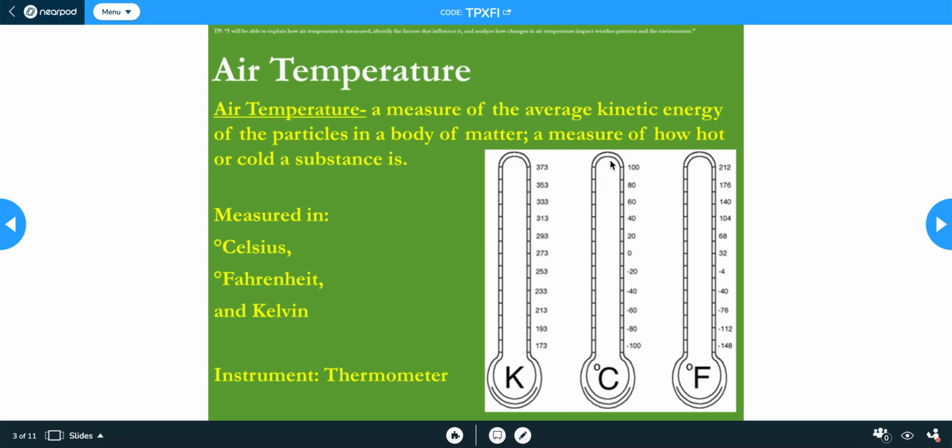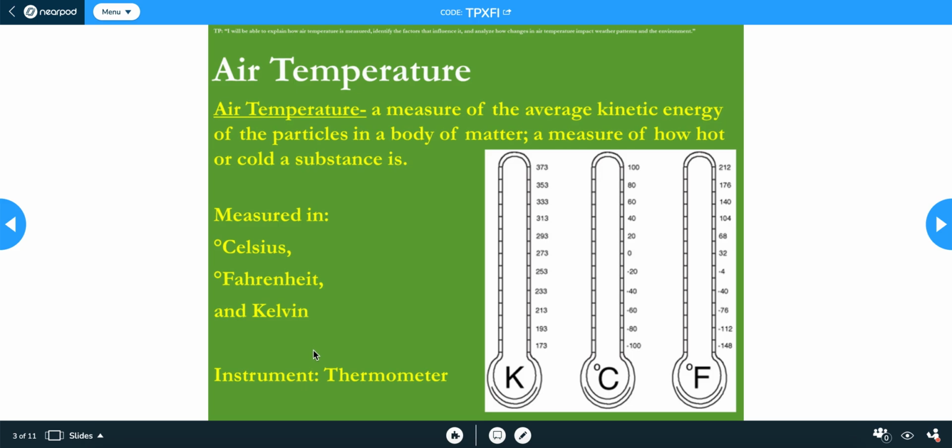All right, so we have air temperature. Air temperature is a measure of the average kinetic energy of the particles in a body of matter, a measure of how hot or cold something is. Kinetic energy, we visited that in our previous lesson. Kinetic energy is the energy of movement of particles. And this movement of particles can be measured in either degrees Celsius, degrees Fahrenheit, and Kelvin.